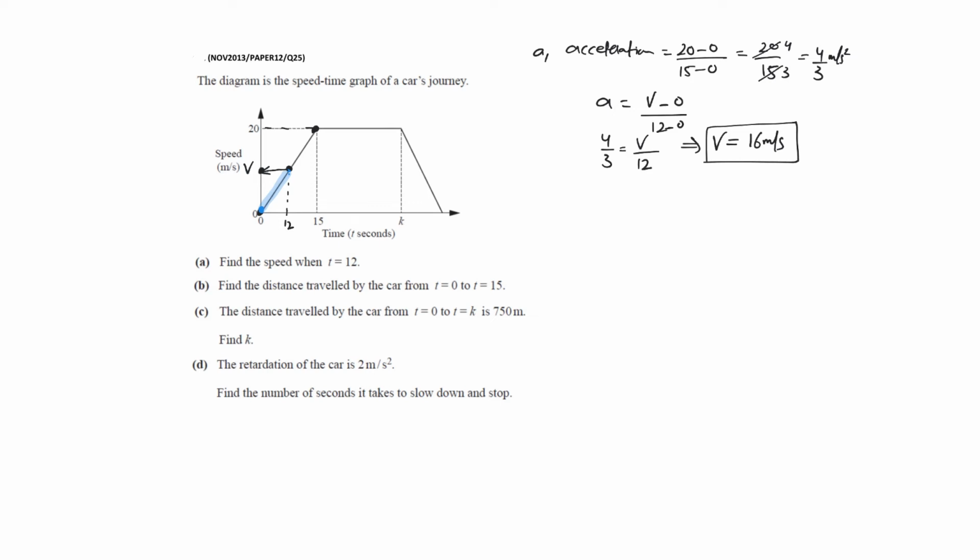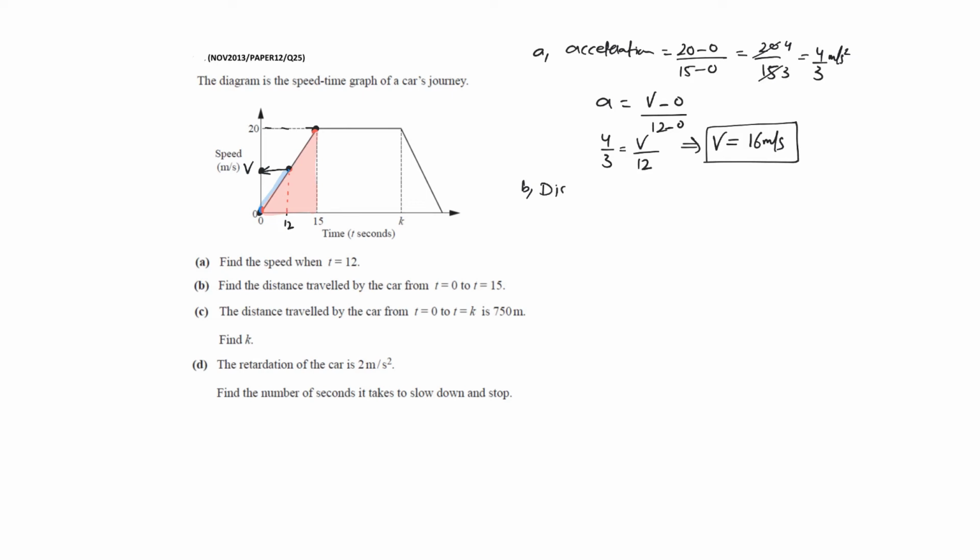In the second part, in part B, you are being asked to find the distance traveled by the car from t equals to 0 to t equals to 15. So in order to find the distance, I have to look at the area under this graph, under this straight line. So this is in the shape of a triangle, so I can easily calculate the area of the triangle.